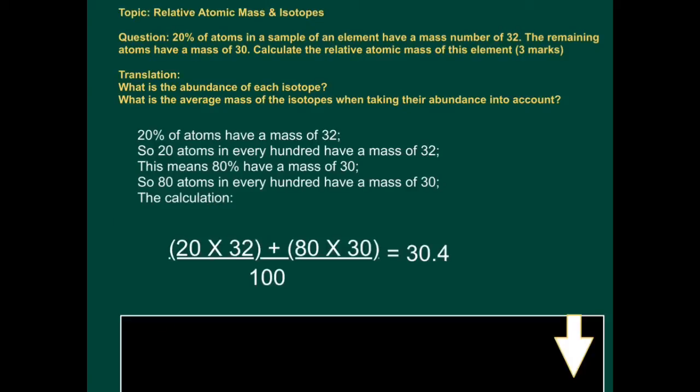So what I have to do is multiply the abundance by the mass for each. So 20 times 32 plus 80 times 30. And that has to be divided by the number of particles. So I had 20 particles and 80 particles, which gives us 100. And if you do that, you'll get 30.4. You're just finding an average, that's all.